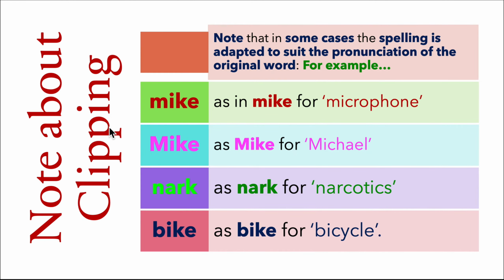Note about clipping. Note that in some cases the spelling is adapted to suit the pronunciation of the original word. For example, mic for microphone, Mike with capital letter as Mike for Michael, name of person, narc for narcotics, bike for bicycle.